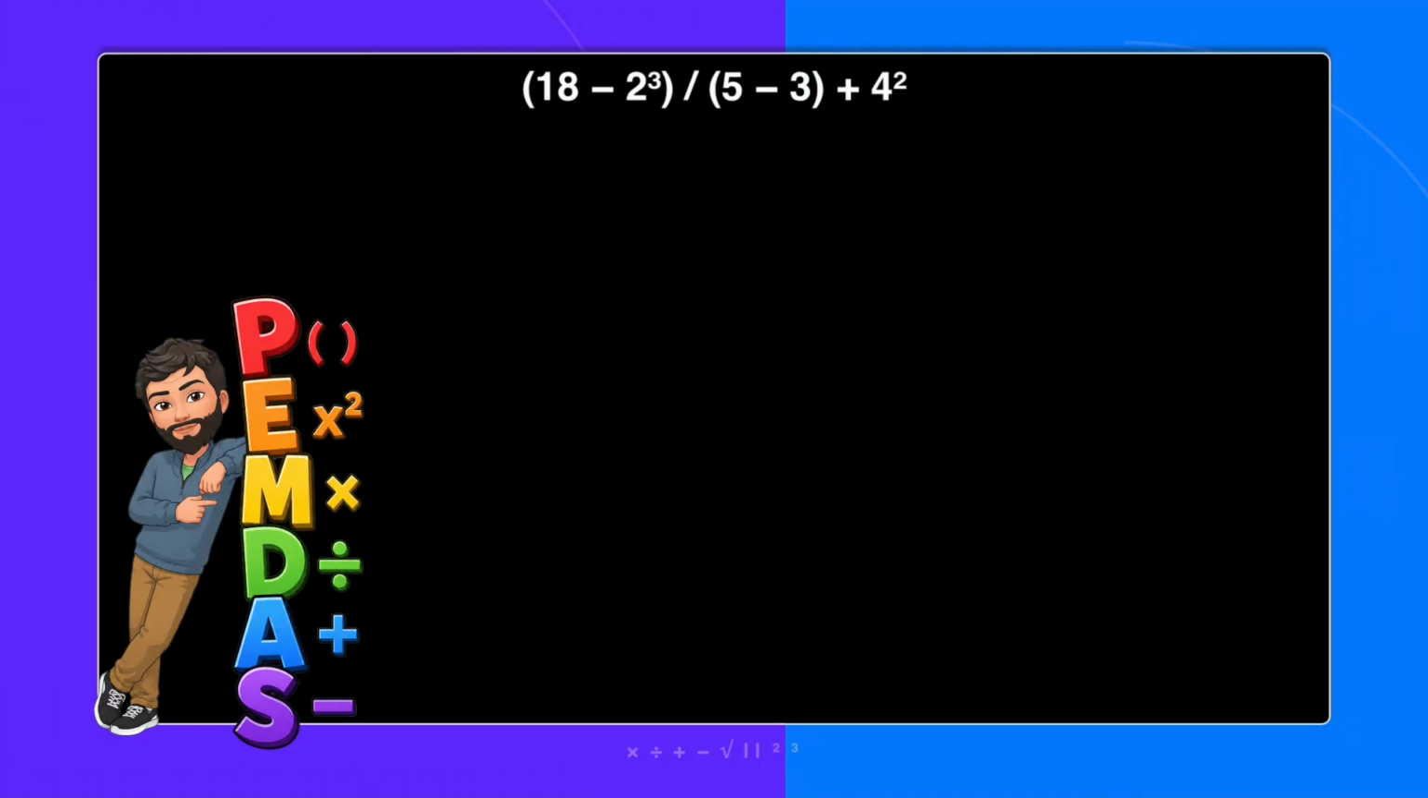In parentheses the 2 to the third, and we can also do in the other parentheses 5 minus 3. So we're going to bring down 18 minus 8 because 2 cubed is 8, 2 times 2 times 2, and then bring down the divided by. 5 minus 3 is 2, and we have plus 4 squared.